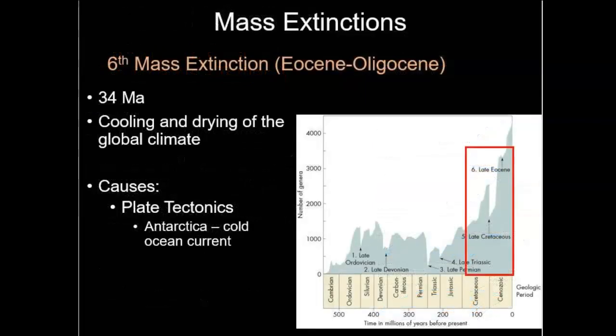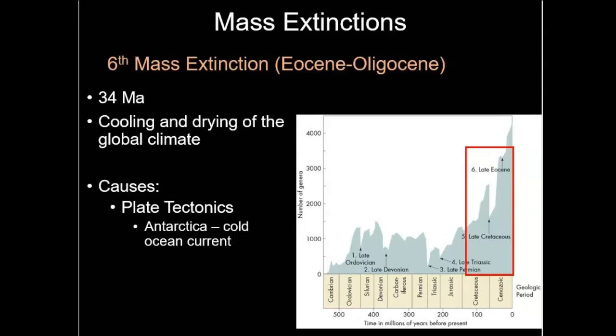The sixth mass extinction occurred at the end of the Eocene epoch. You're seeing it right here, and it doesn't seem as big from what is shown here. That happened 34 million years ago. Although an impact is actually linked to this extinction, most scientists attribute the extinction overall to a change in global climate that was brought along by plate tectonics. The movement of the plates at this time allowed for a cold ocean current to develop near Antarctica, which is still going on today. And it caused, in part, the Antarctic ice sheet, actually.